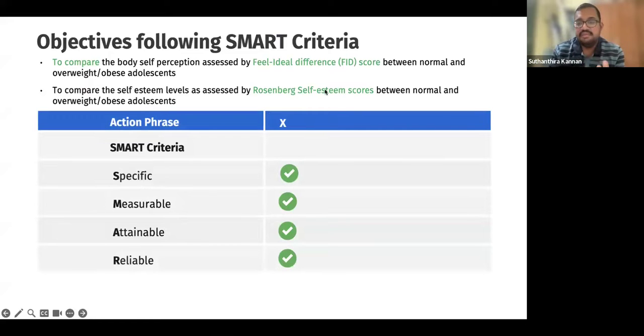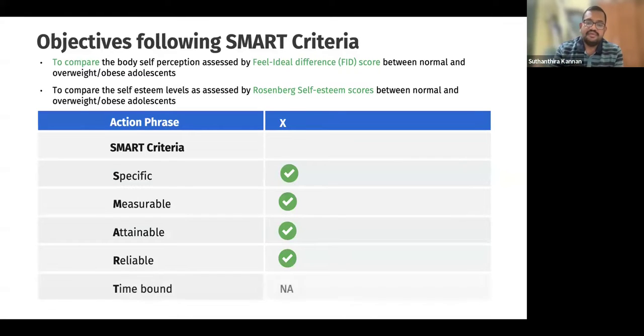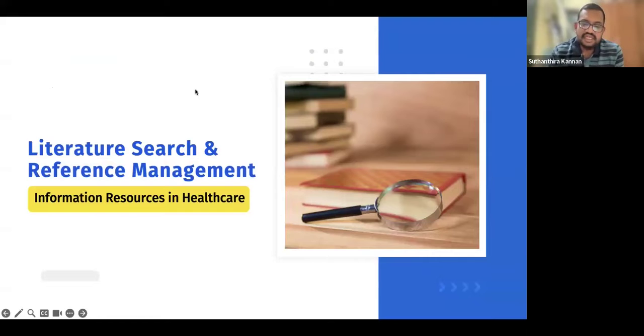Yes, because reliable means even after repeating measurements. Suppose my sample is around 300, in a multi-center study. I am in Chennai, you may be in Mumbai or Pune or Hyderabad, anywhere. If I give the same question to you, you should be able to produce the same result. That is reliability. Time bound, yes, same. Next, you write the introduction and objectives.